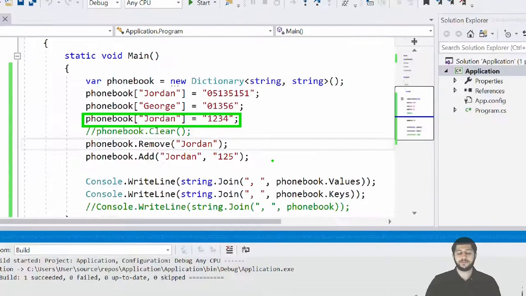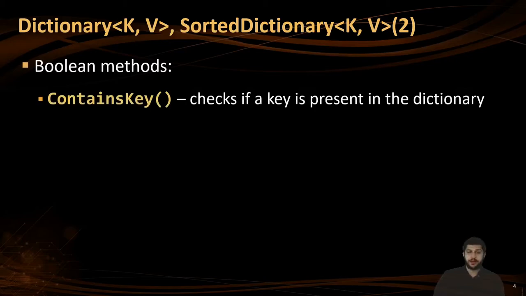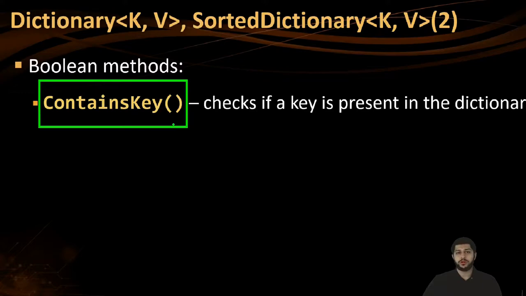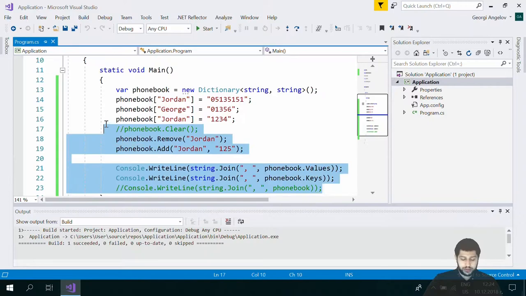Let's go back now and see another set of methods that we can use when working with dictionaries. And by the way, you don't really need to know these methods by heart, but you need to know that they're there, so you can solve more problems using them. The first thing that comes here is called ContainsKey. This is extremely important when working with dictionaries. Why? Because you can check whether there's a specific entry inside this dictionary.